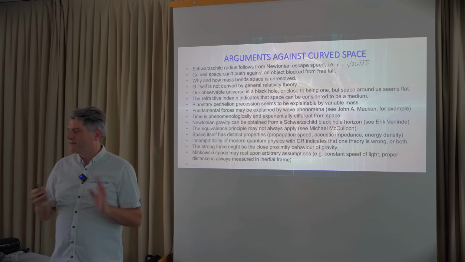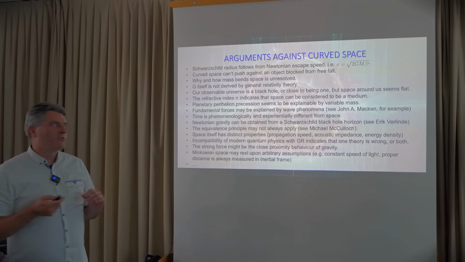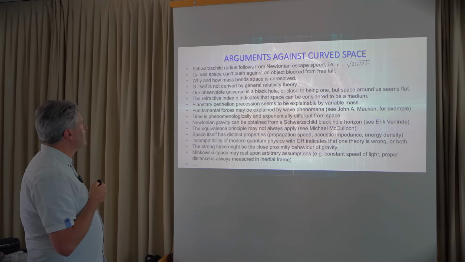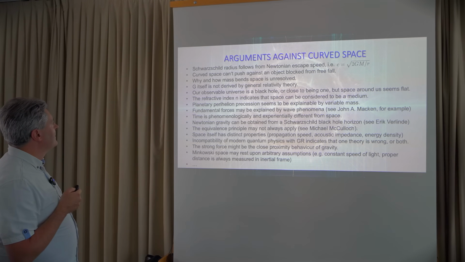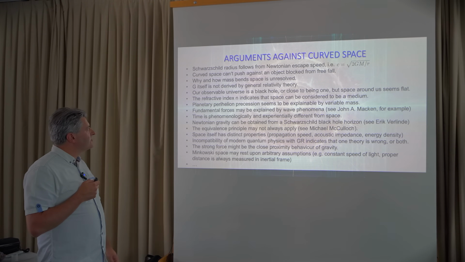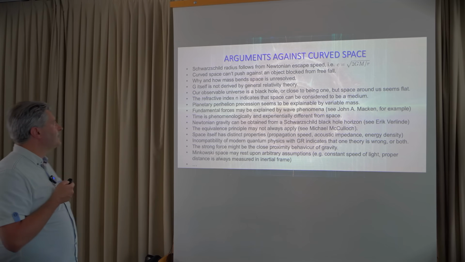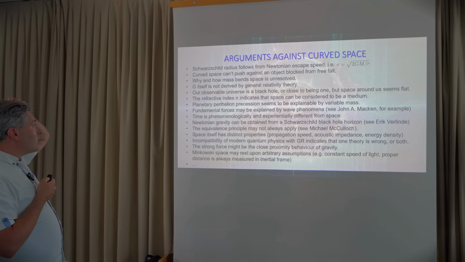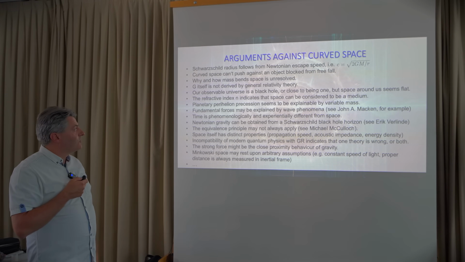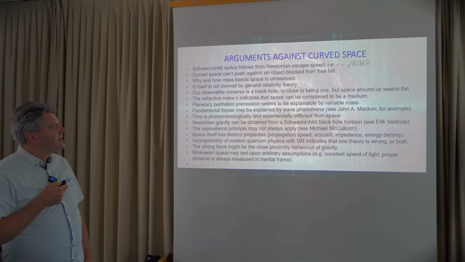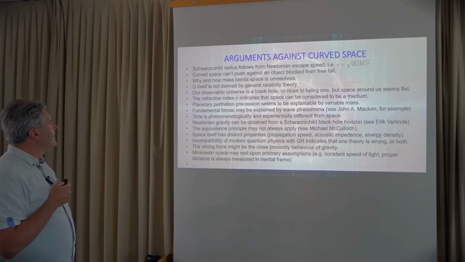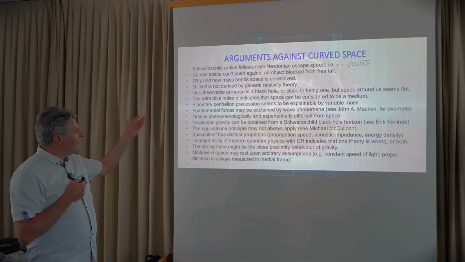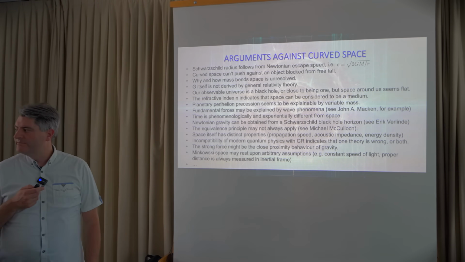So I think this is a very good conceptual argument against curved space. Why and how mass bends space, no one knows. G itself is not derived by general relativity theory, as Alexander was already pointing out. Our observable universe seems to be a black hole, or at least close to being one. I will get to that also on one of the next slides. The refractive index n for light indicates that space can be considered to be a medium.